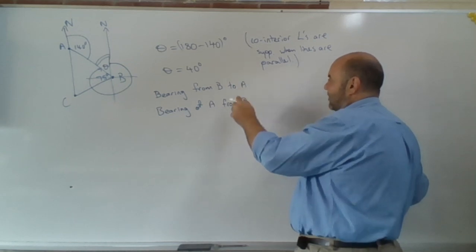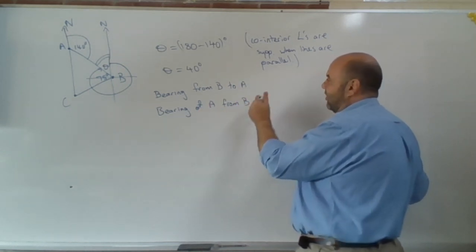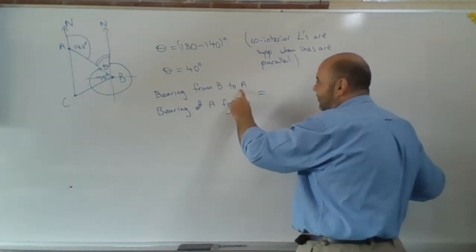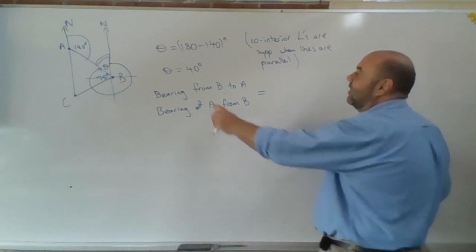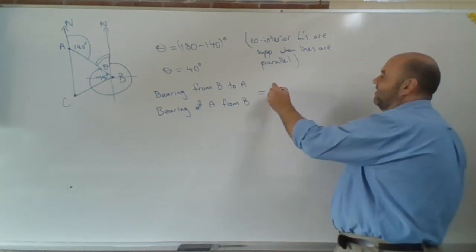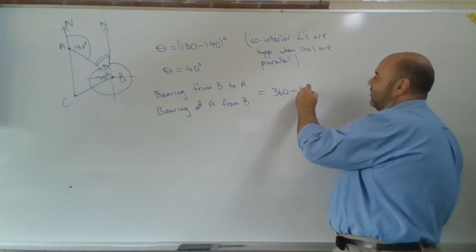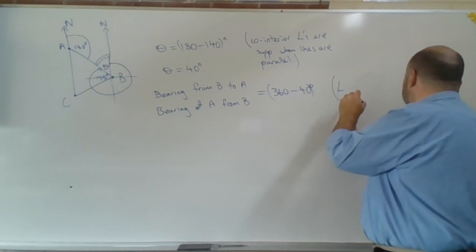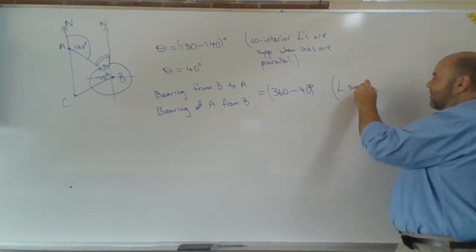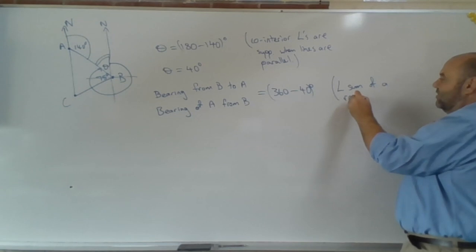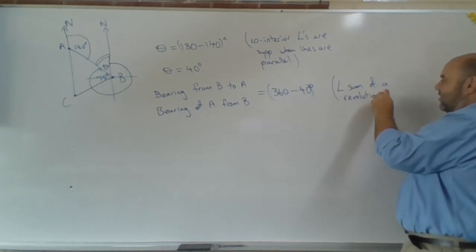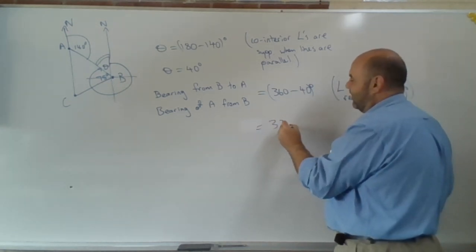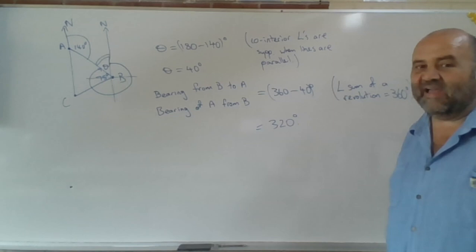You don't need to write both. I just wrote both for you. The bearing from B to A is 360 minus 40 degrees. And if we want to give a reason for that, it's because the angle sum of a revolution equals 360 degrees. So in other words, the bearing is 320 degrees. That's the answer to part A.